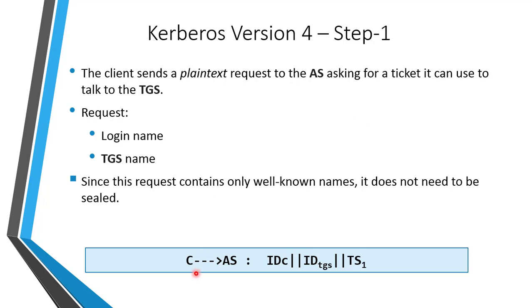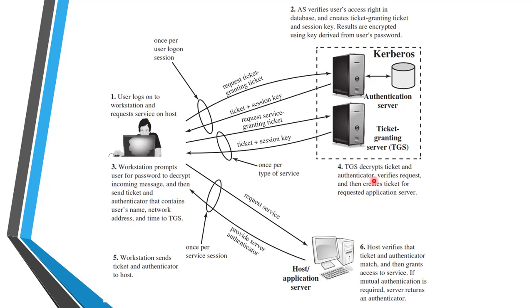So in the first step the client requests the authentication server for the ticket of the TGS. This request consists of the ID of the client itself, the ID of the TGS of which the client requires the ticket, and timestamp 1. Next, the authentication server will authenticate the user by finding the password in the database and reply with the ticket of the TGS and the session key which has to be used between the user and the TGS.